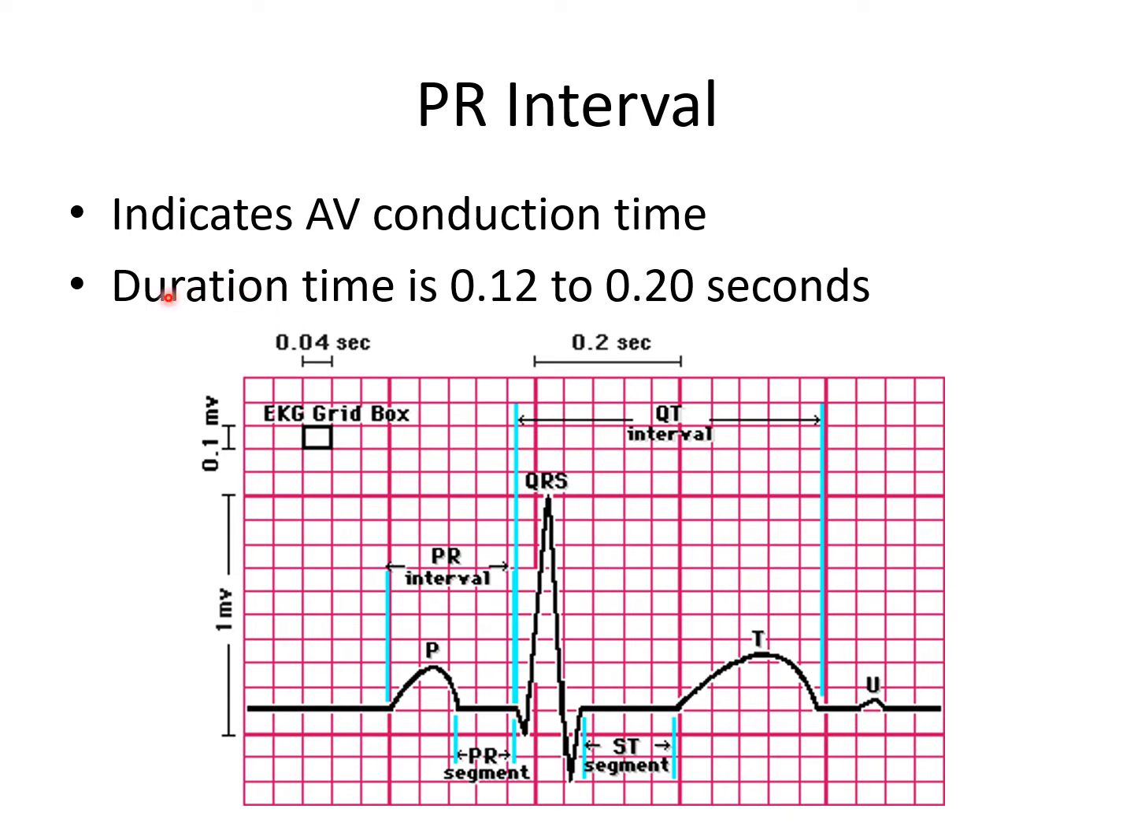Remember, a normal PR interval is 0.12 to 0.2 seconds. We're really not too concerned about the lower limit of normal, but we are very concerned about the upper limit of normal, because when it's prolonged or greater than 0.2, then that indicates there's an impairment in AV conduction.